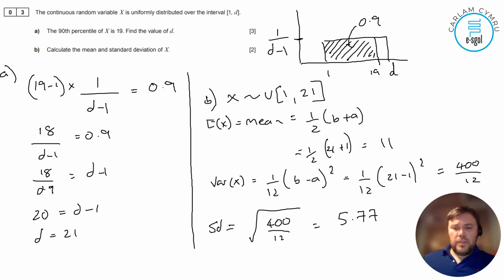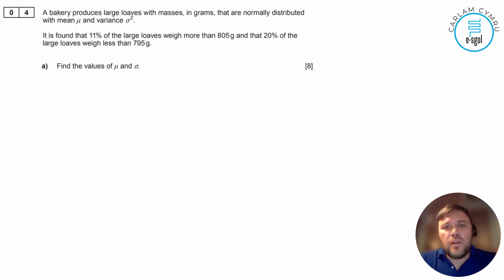Next question is a normal question. And look at the marks, it's there, 8 marks. A bakery produces large loaves with masses in grams that are normally distributed with a mean, mu, and variance of sigma squared. It is found that 11% of the large loaves weigh more than 805 grams, and that 20% of the large loaves weigh more than 795 grams. Sorry, weigh less than.